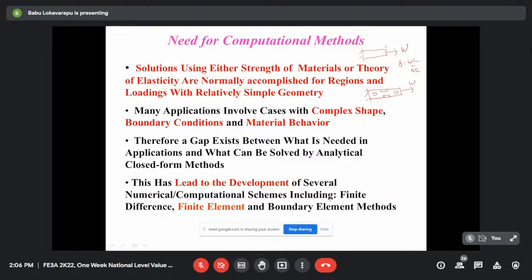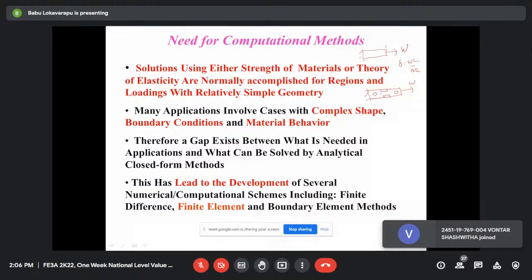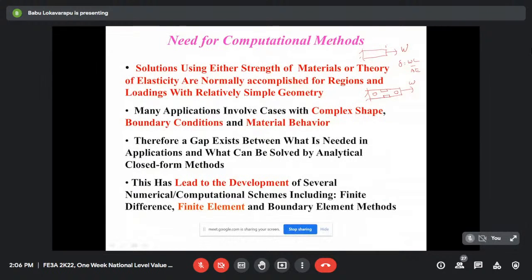Therefore, in this case, you need another approach to solve these kinds of problems. So there is a gap between the first and second. This gap led to the development of several other techniques called numerical computational schemes, which include the finite difference method, finite element method, and the boundary element method. Each method has its own advantages and drawbacks.